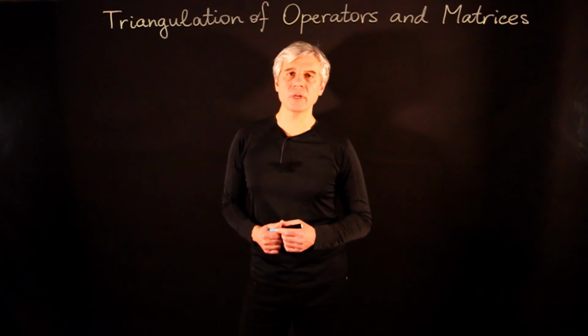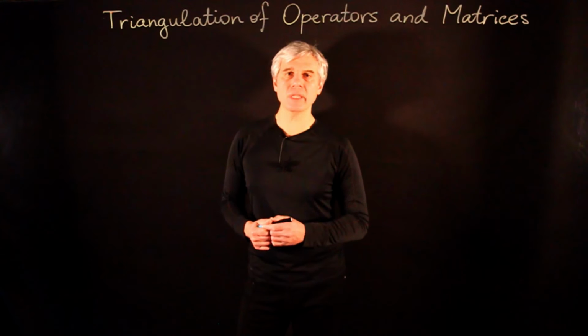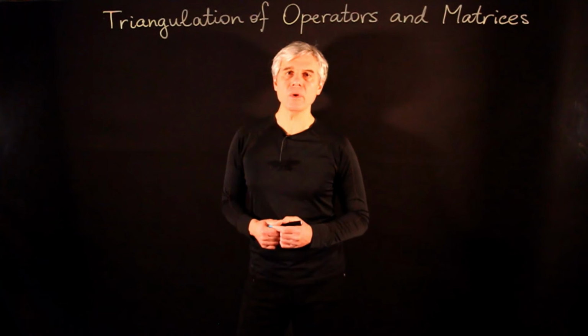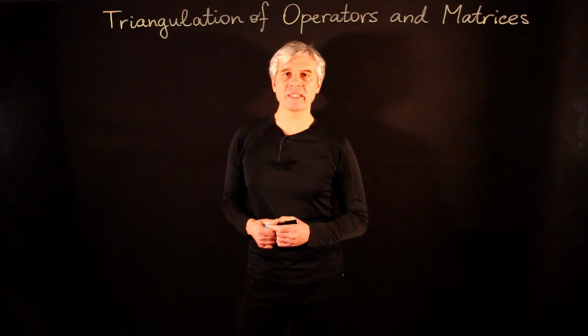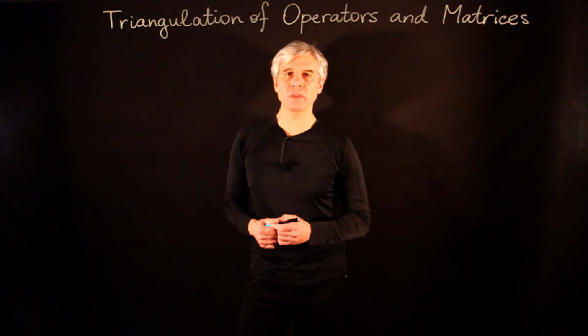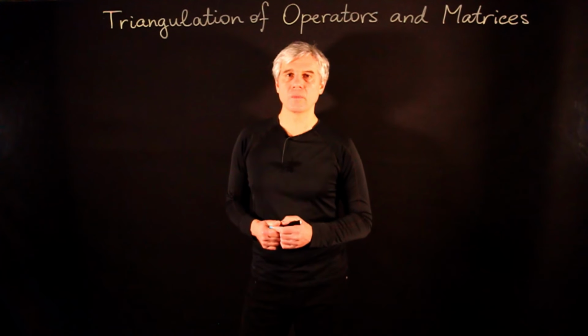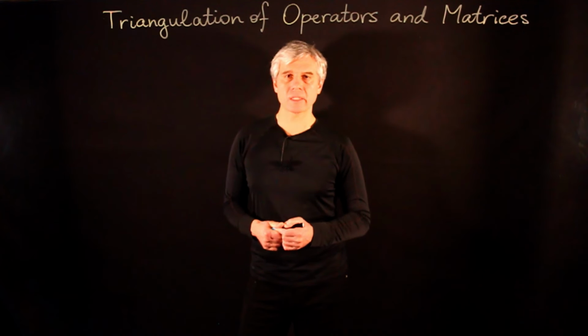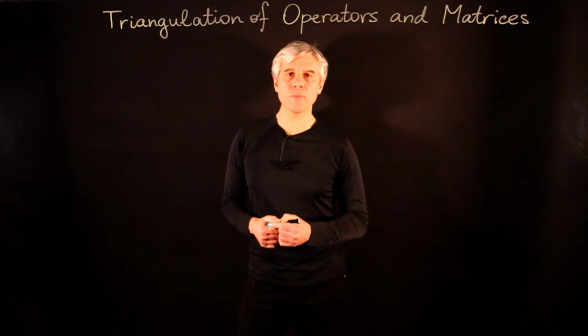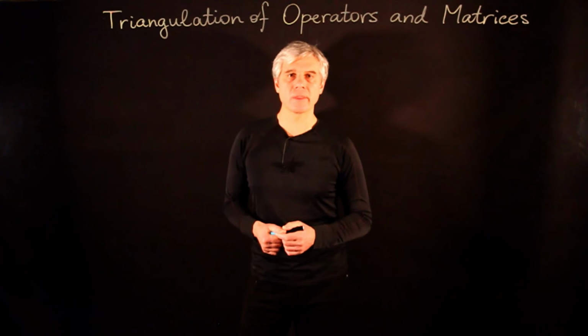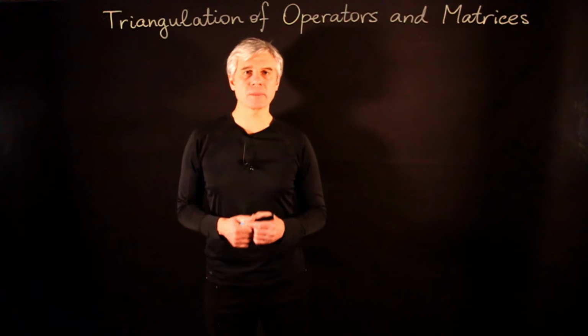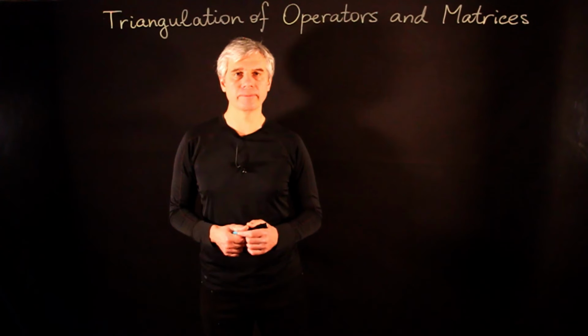Today, we're going to talk about triangulation of linear operators and their matrices. We know that not every matrix is diagonalizable even over the field of complex numbers. What we're going to prove today is that for any operator on a complex finite-dimensional vector space, there exists a basis in which its matrix is upper triangular.